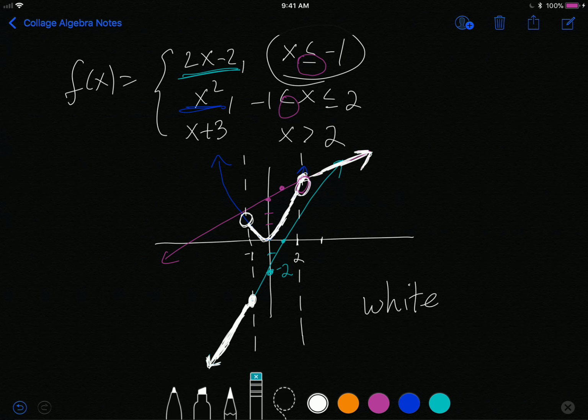Now I remove the old graphs because I don't need them anymore. And what I am left with in white is your piecewise function. Of course, you need to be very careful when calculating your piecewise function, but that's the essence of graphing one.